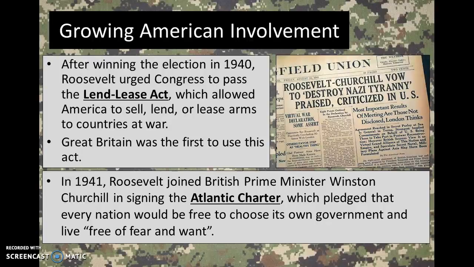They were promising that every country would eventually be allowed to have more freedom, to choose its own government, to not have to worry about being invaded, being conquered, being led by some ruler who was just incredibly unfair and incredibly violent in their actions.